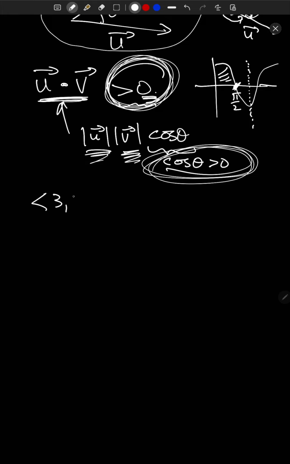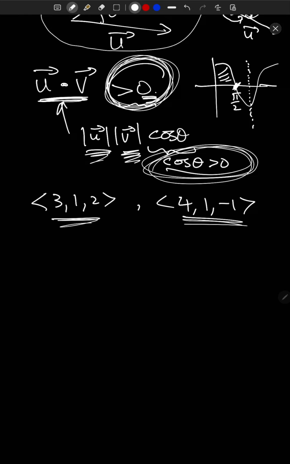So if I gave you (3, 1, 2) and (4, 1, -1), and I ask you, what's the angle between these two vectors? Is it big? Is it small? How would you actually calculate it? Well, maybe you'd have to draw the two pictures. You'd have to do some trigonometry. Huge pain. But now I can just take the dot product between the two.